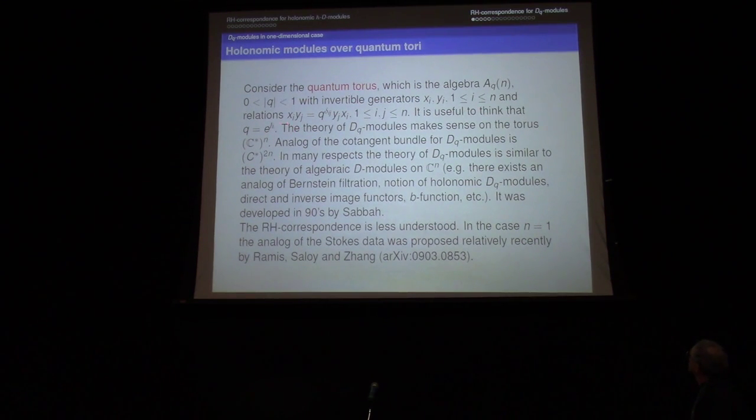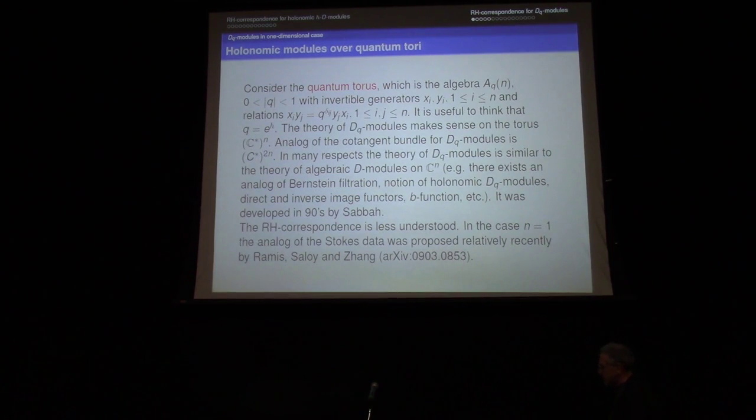So this is a definition of a quantum torus. I take the absolute value of the parameter q to be smaller than 1. And I consider difference equations on C star to the n, modules of finite type over a quantum torus. There is an analog of the cotangent bundle in this story. It's just C star to the power 2n. It's quite easy to develop the basics of the theory of DQ modules, mimicking the definitions for D modules, like the Bernstein filtration, and subsequently the definition of holonomic DQ modules, and inverse image. Anyway, some very basic things. This was done by Sabbah in the 90s.